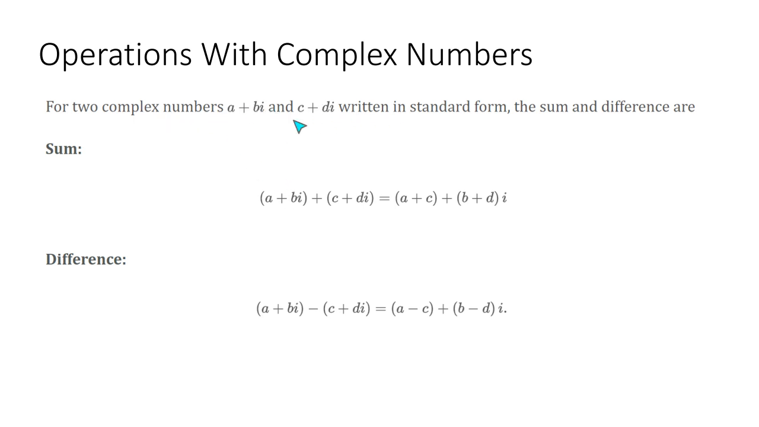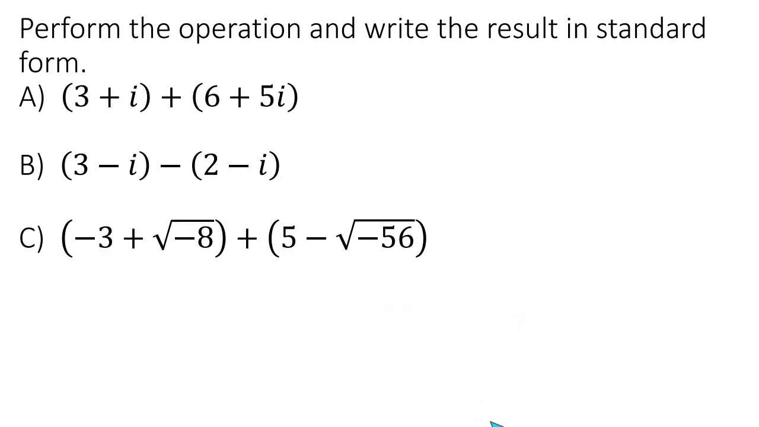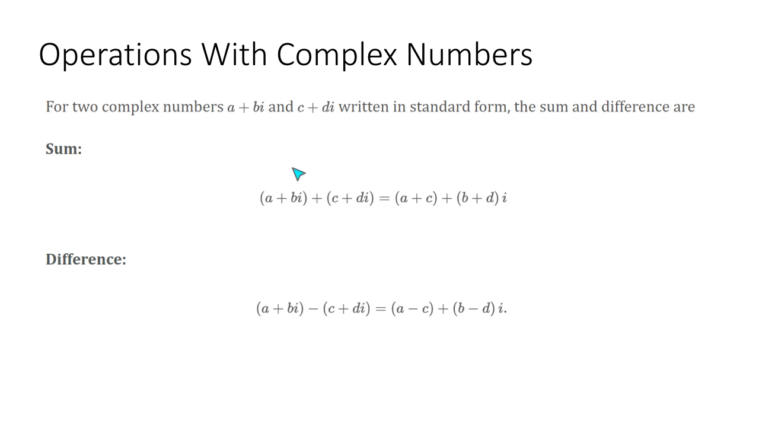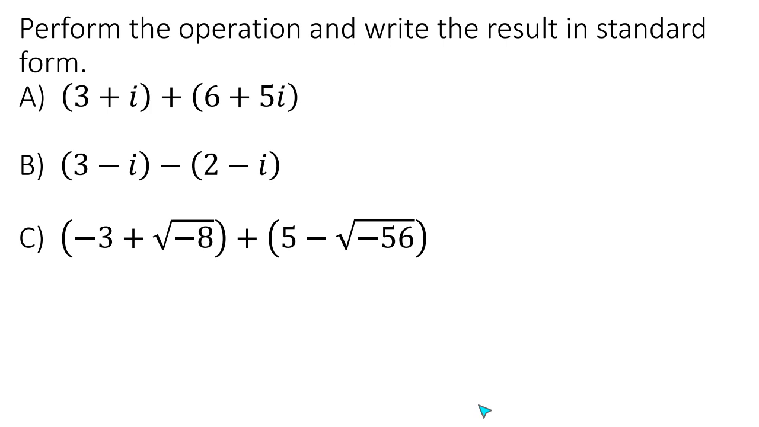If you're given two complex numbers, a plus bi and c plus di, and you want to find the sum, we add the real parts, a plus c, and then the imaginary parts, bi plus di, which we can write as b plus d times i. For subtraction, same idea: a minus c, and then b minus d times i. Some of you might want to memorize this, but it's not necessary because you can just treat them like similar terms. I'm going to show you both ways.